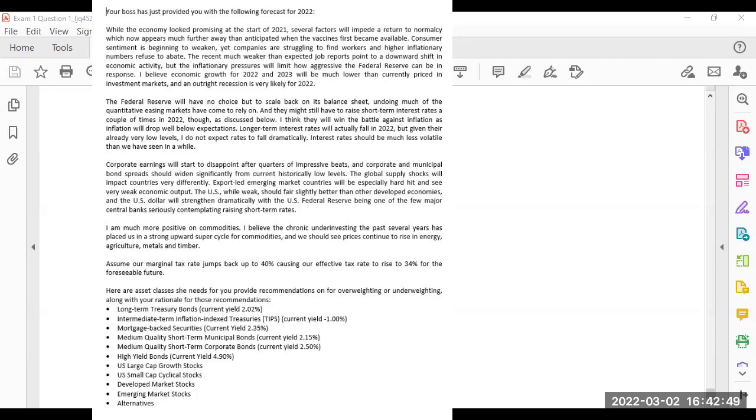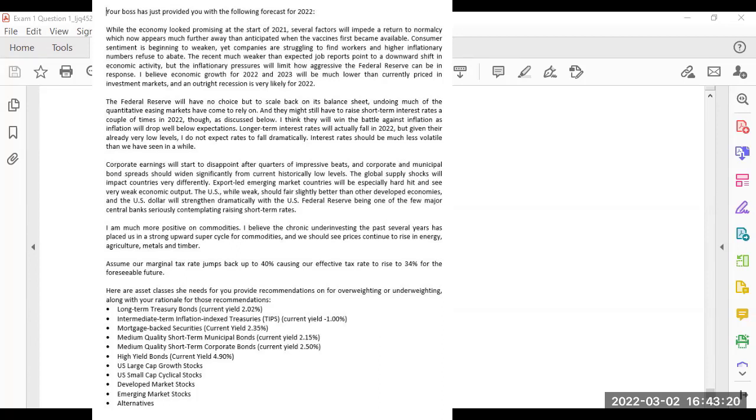"Consumer sentiment is beginning to weaken, yet companies are struggling to find workers and higher inflationary numbers refuse to abate. The recent much weaker than expected jobs report points to a downward shift in economic activity, but the inflationary pressures will limit how aggressive the Fed can be." So we're saying at least concern here. We'll see if the negative economy is going to make them change and say, yeah, inflation's an issue, but it's actually become a non-issue because the economy is going to slow down. But we've got some hints there.